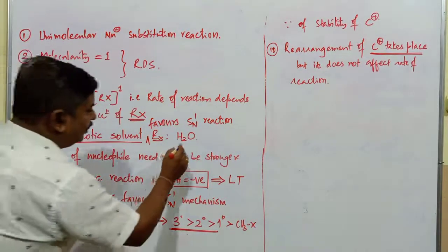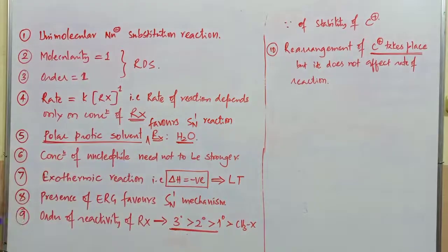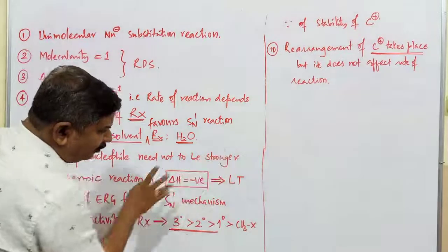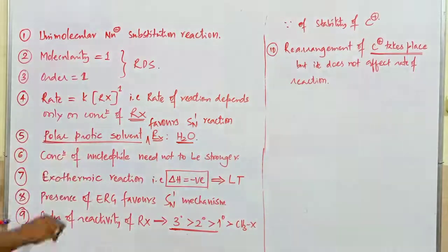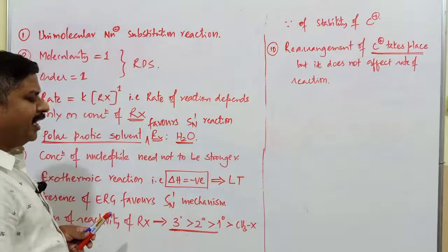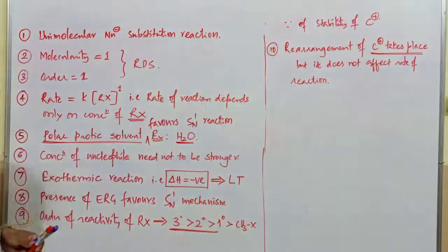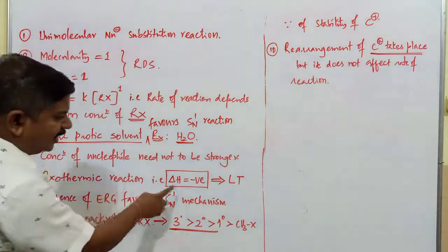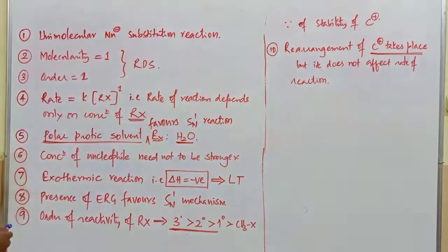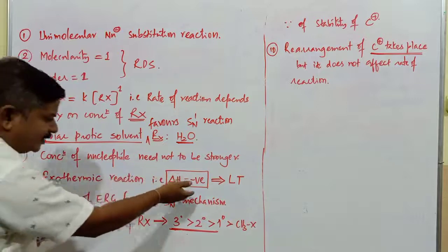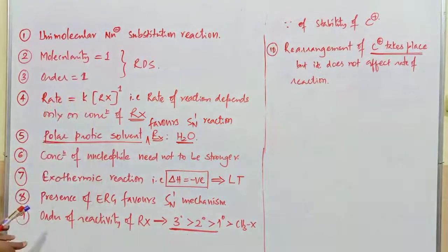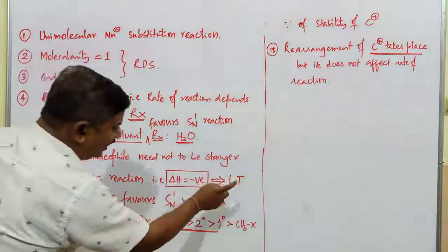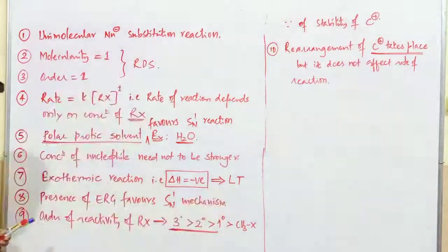Best examples are water, alcohol or acetic acid. Those are the examples. The nucleophile need not be strong. Already I have explained this. Because of the formation of carbocation, any type of nucleophile can attack the carbocation, whether it is strong or weak. The reaction is exothermic in nature because delta H is negative. Why? Because of cleavage of a weak bond and formation of a strong bond. And because of its exothermic nature, the reaction is favored at low temperature.